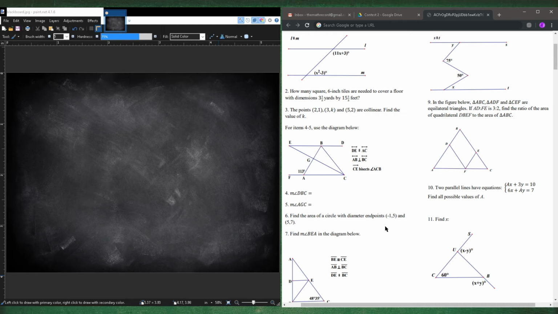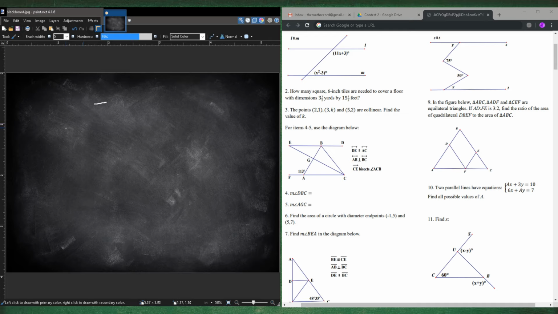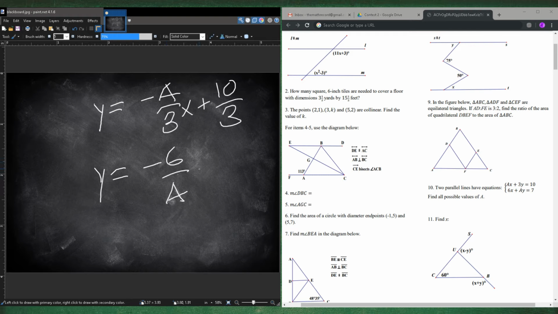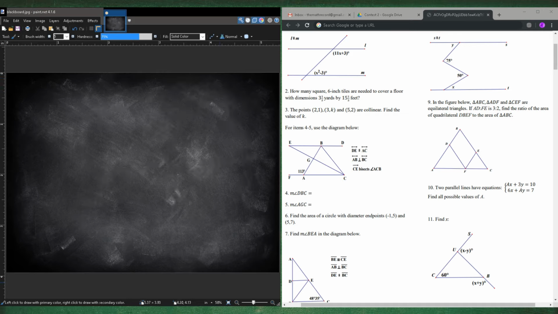Okay. Number 10. Two parallel lines have the equations ax plus 3y is equal to 10 and 6x plus ay is equal to 7. Find all possible values for a. So if it has to have two parallel lines, the slope has to be the same. So move a to the other side. So this would be y is equal to negative a over 3 x plus 10 over 3, and this would be y is equal to negative 6 over a x plus 7 over a. So based on this, negative 6 over a is equal to negative a over 3.